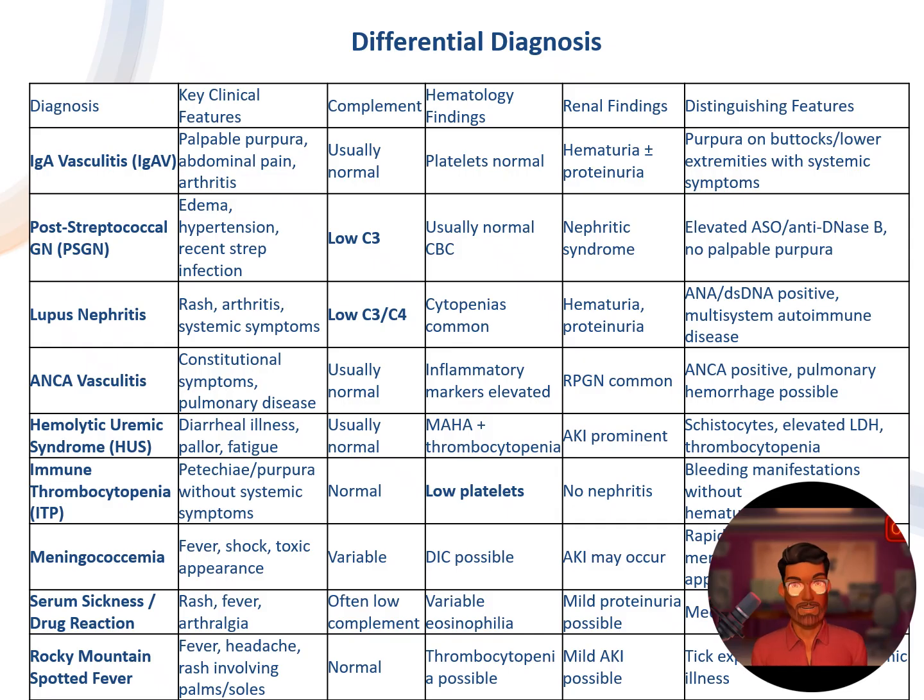ANCA vasculitis usually has significant respiratory involvement. Hemolytic uremic syndrome has a diarrheal illness usually preceding it. Complement can be normal, and you do have thrombocytopenia, as well as significant AKI and anemia with signs of hemolysis. ITP has low platelets that would distinguish it from IgA vasculitis. Meningococcemia and serum sickness, oftentimes they're pretty sick, and Rocky Mountain spotted fever, as the rash involves the palms and soles.